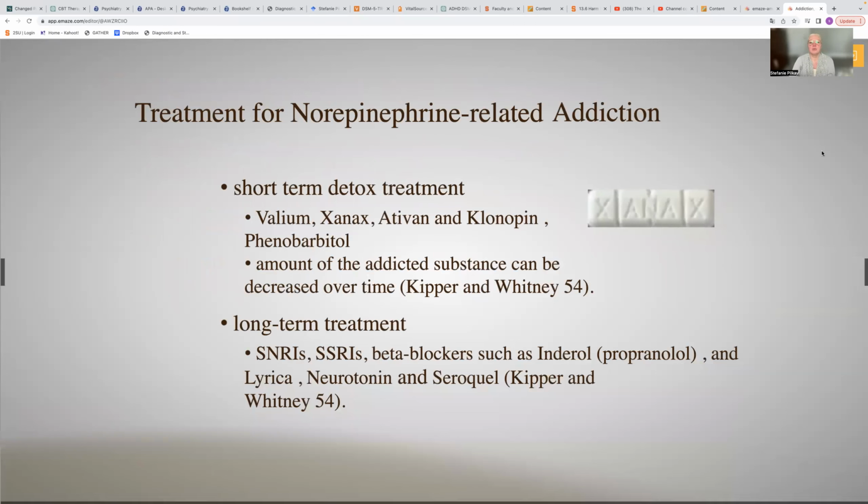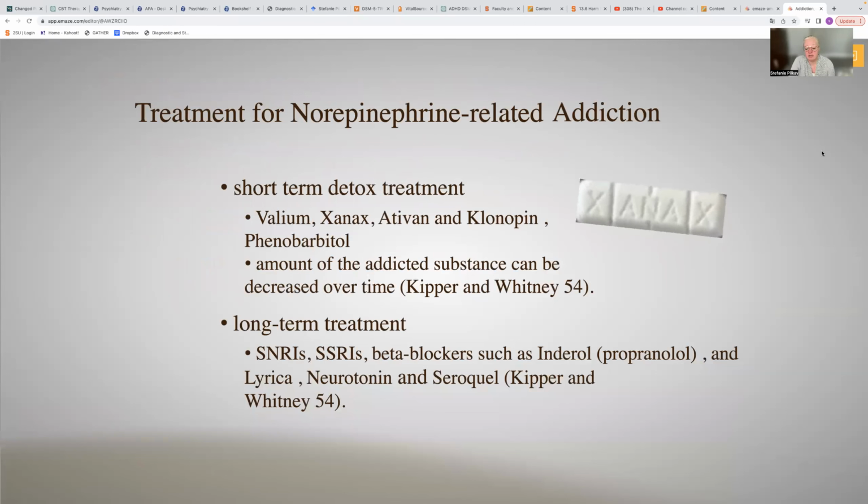Sorry about that. So short-term detox is Valium, Xanax, Ativan, and Klonopin, or phenobarbital. The amount of the addicted substances can be decreased over time. I say that because every one of the detox substances is addictive. Long-term treatment includes the SNRIs or SSRIs, even beta blockers like propranolol, Lyrica, Neurontin, and Seroquel can help with long-term treatment of reducing excess amounts of norepinephrine.